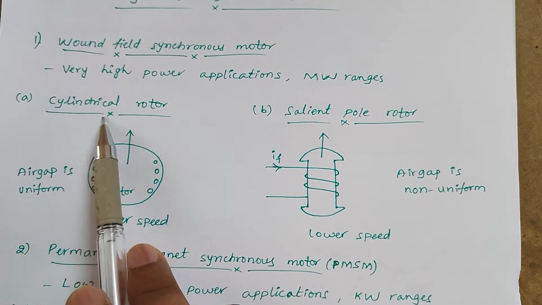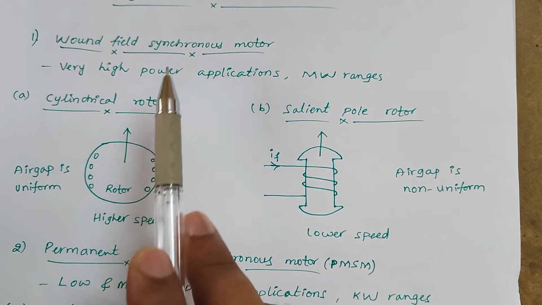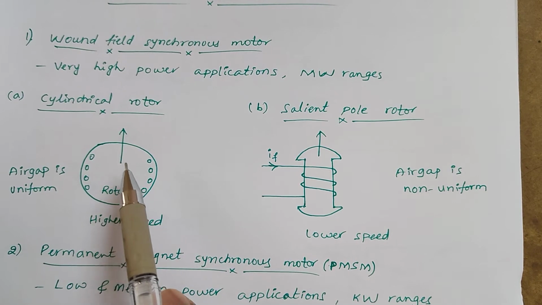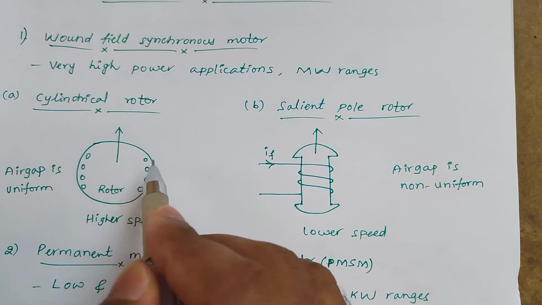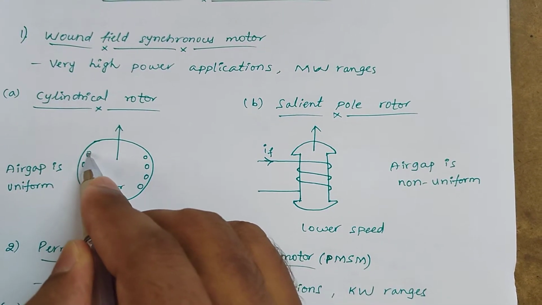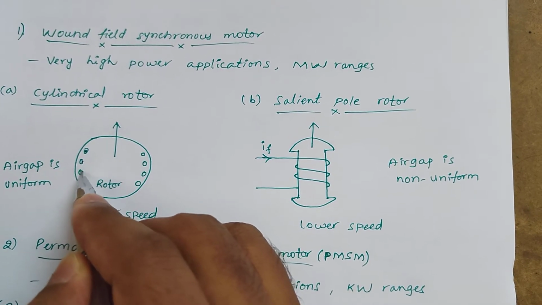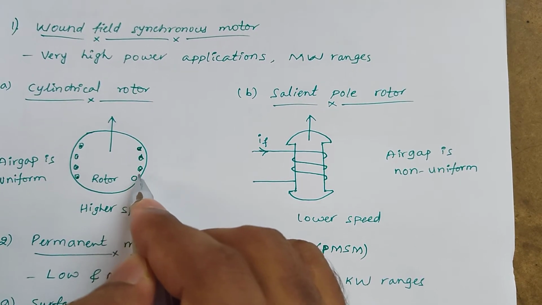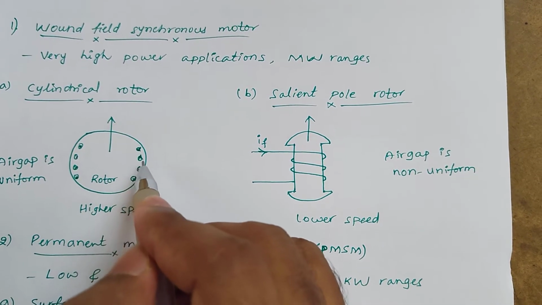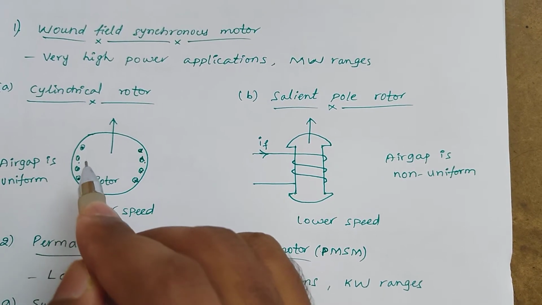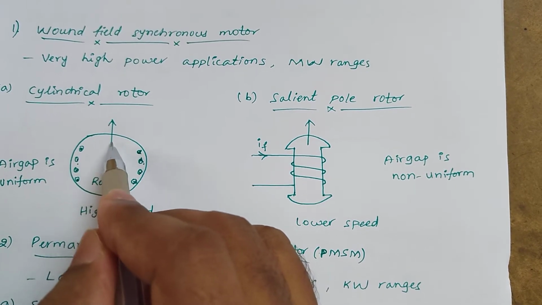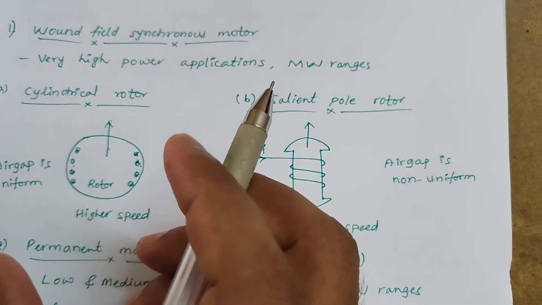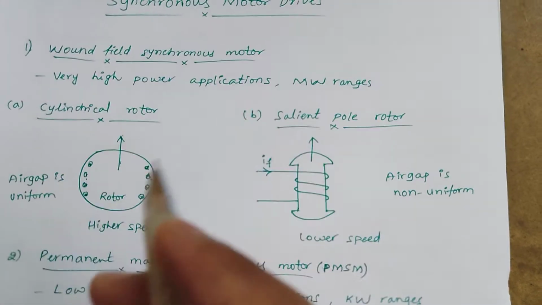Coming to the cylindrical rotor synchronous motor drive, the rotor is in a cylindrical shape and the windings are placed on both sides of the rotor. Let us assume this is the dot convention, that means current is coming out from this side and entering from this side. Then the corresponding field is in the upward direction, as per the thumb rule.